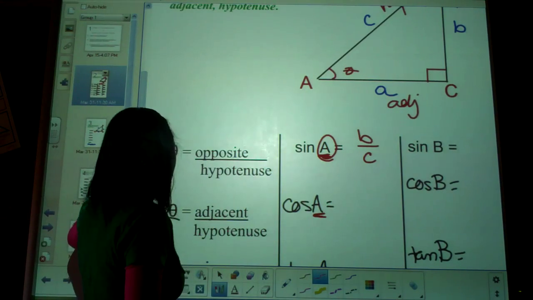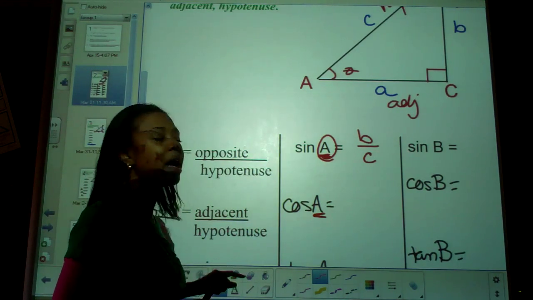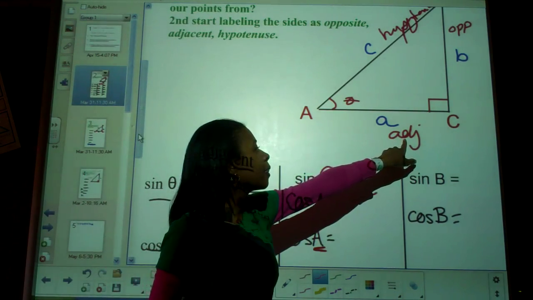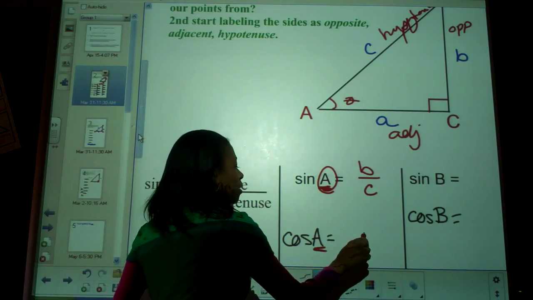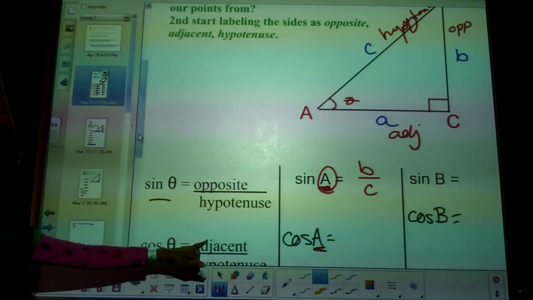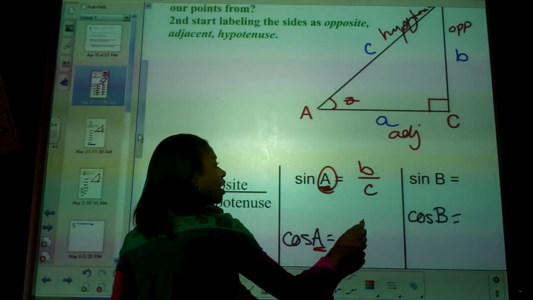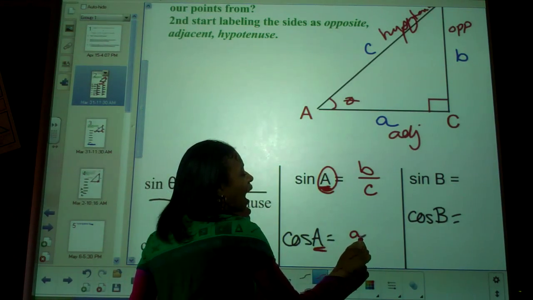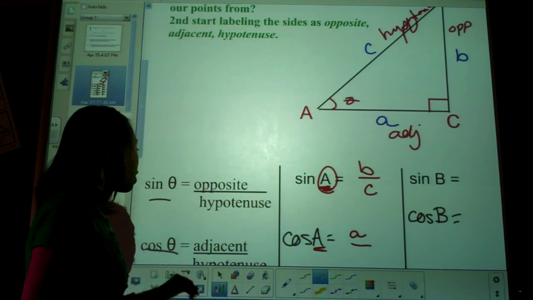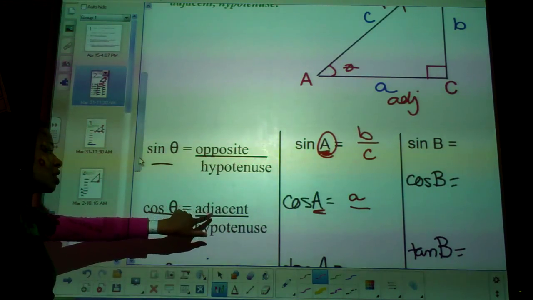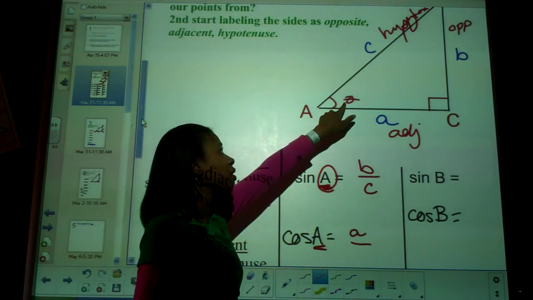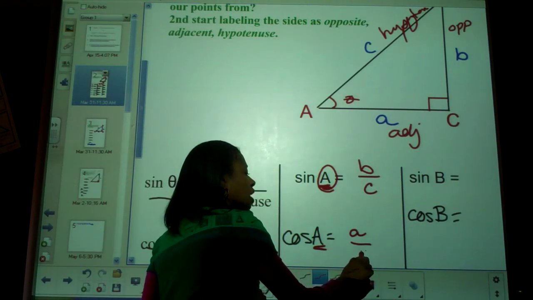In reference to angle A, which leg is the adjacent leg? It's A. So cosine is adjacent over hypotenuse, so the adjacent in reference to angle A is side A. A over the, what am I comparing? Adjacent over the hypotenuse. What's the name of the hypotenuse in reference to angle A? It's C. So it's A over C.